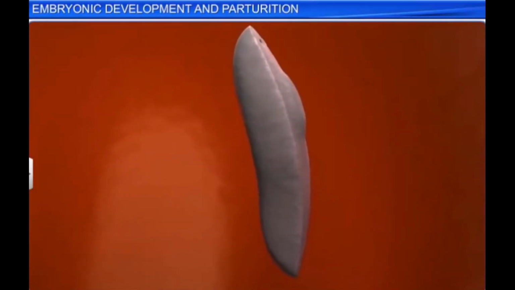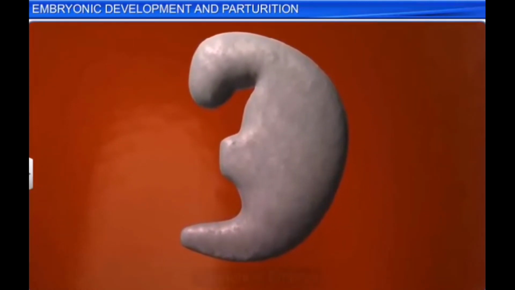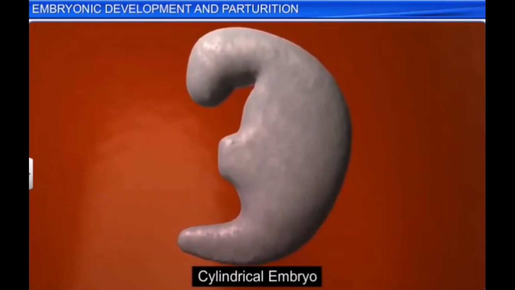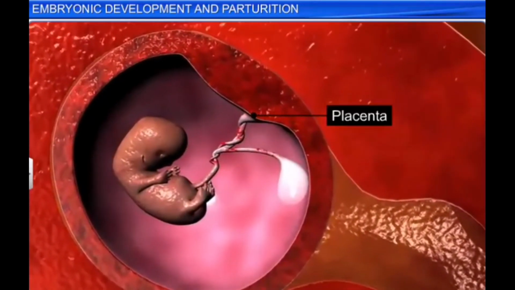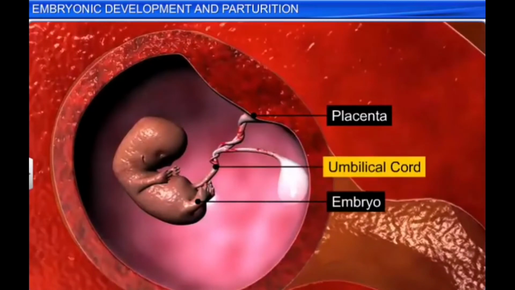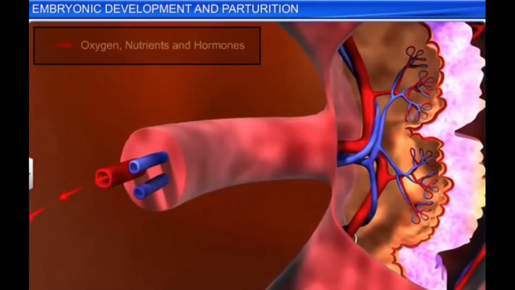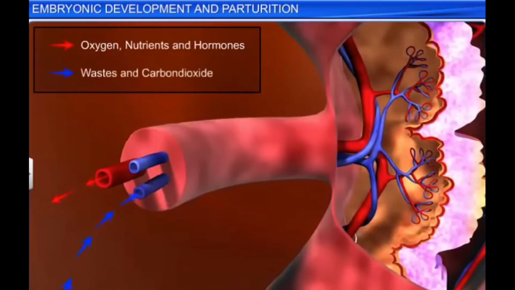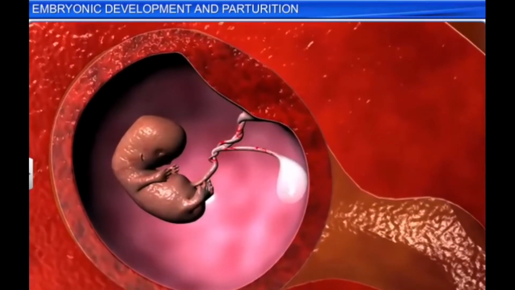The cells of one side of the disc grow faster than those on the other side. This causes the disc to roll and form a cylindrical embryo. Initially, this embryo is attached to the placenta, but as it starts to develop, it moves away from the placenta and remains connected to it via an umbilical cord. The placenta is an important structure that supplies the embryo with oxygen, nutrients, and hormones, as well as carries waste products from the embryo back to the mother. The embryo stays inside the uterus for 9 months, which is called the gestation period.